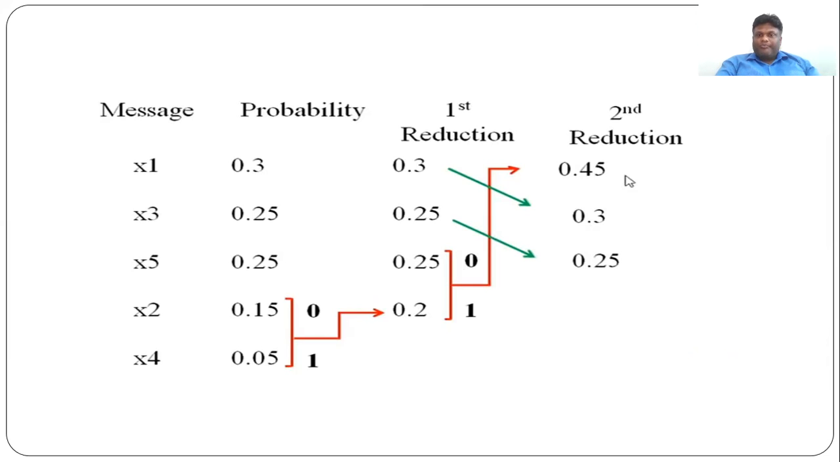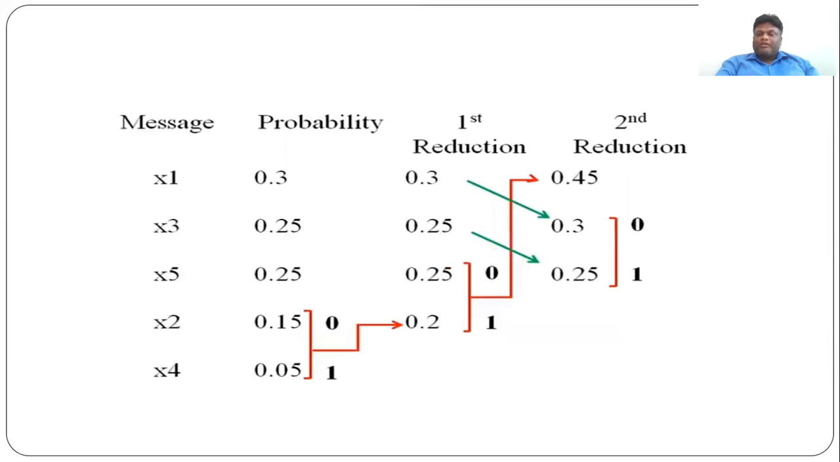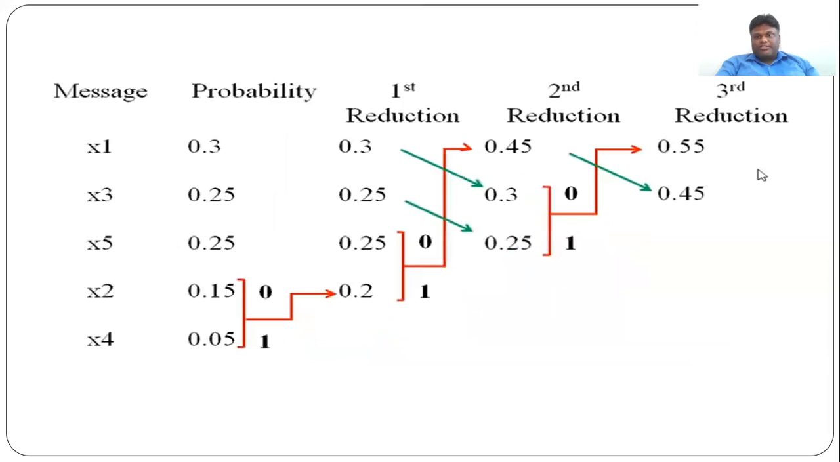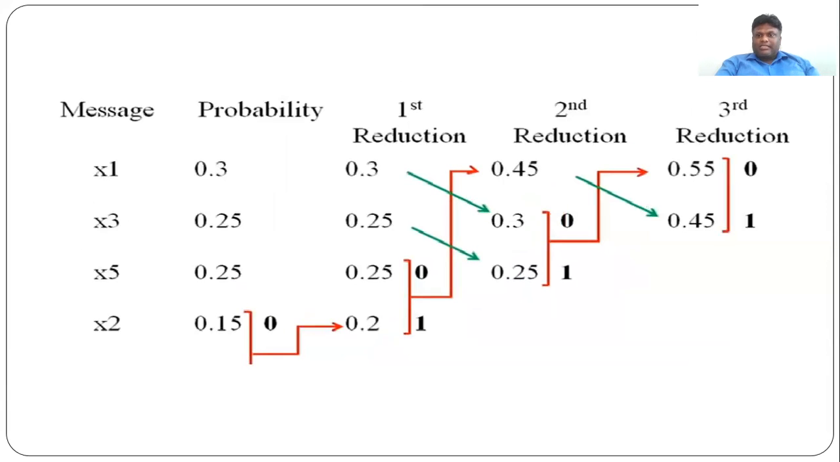So now what you have to do is again group the last two probabilities, that is the last two, 0.3 and 0.25. Again, you have to assign 0 and 1 to it. Now you have to add it up. So when you add it up, what will you get? 0.55. So again, 0.55 is higher than 0.45. So you have to shift 0.55 into the first position and 0.45 into the second position. So 0.55 is in the first position and 0.45 is in the second position. Okay, this is your second reduction.